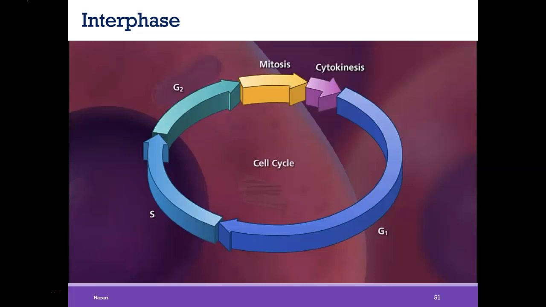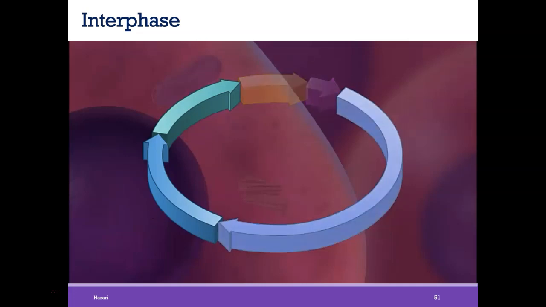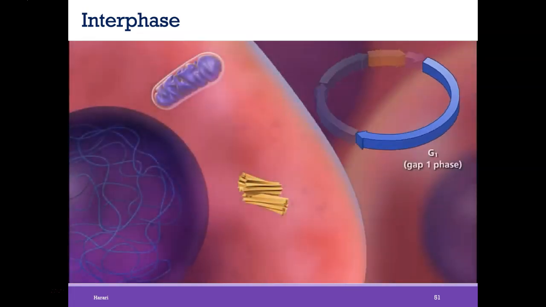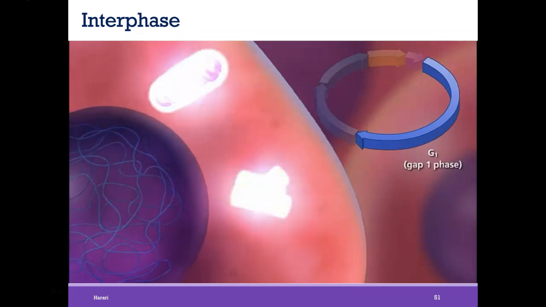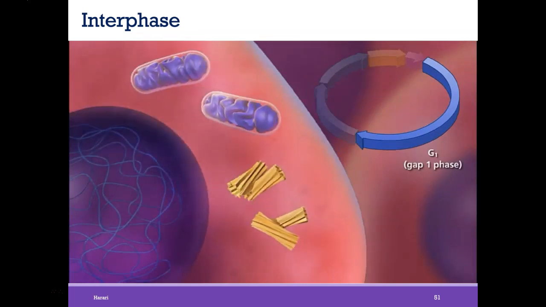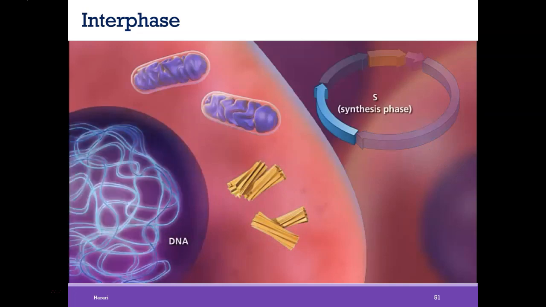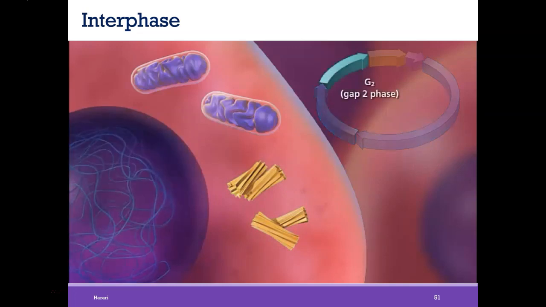To prepare for cell division, the cell goes through interphase, which can be divided into 3 distinct phases. During G1, or gap 1 phase, all the organelles and cytoplasmic components, including the centrioles in animal cells, replicate. Then during S, or synthesis phase, the DNA replicates. Finally, during G2, or gap 2 phase, all the enzymes needed to aid in the process of cell division are produced.